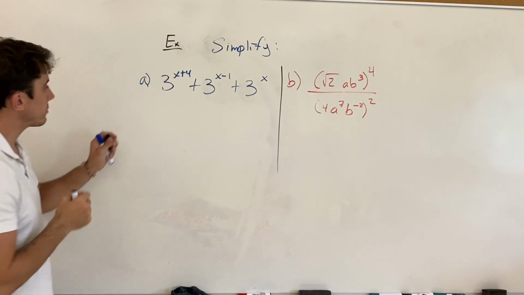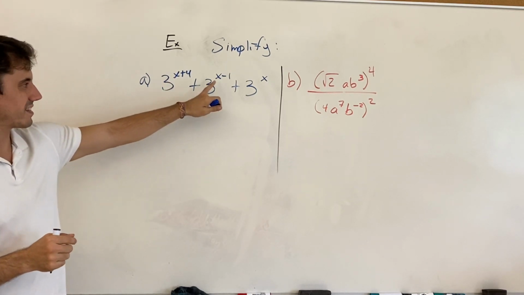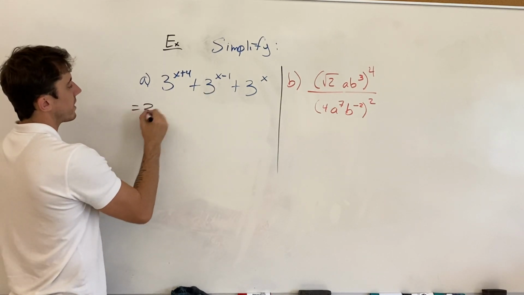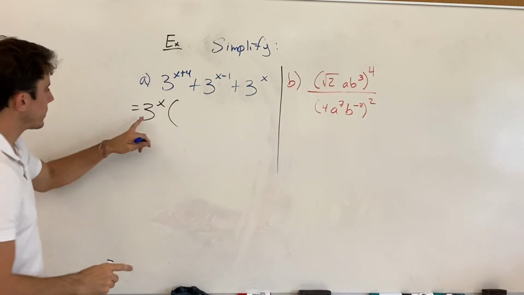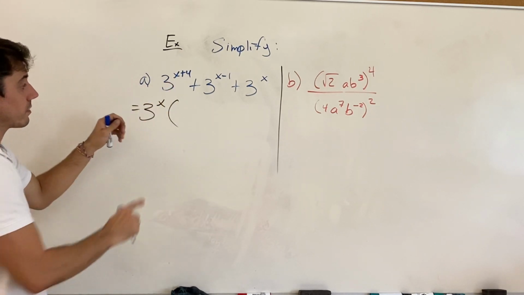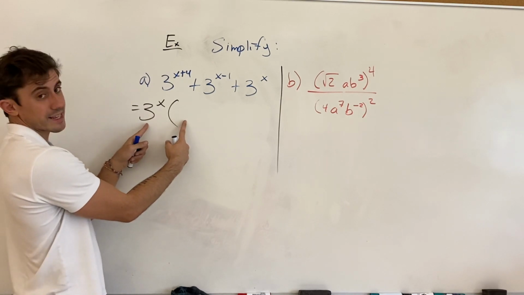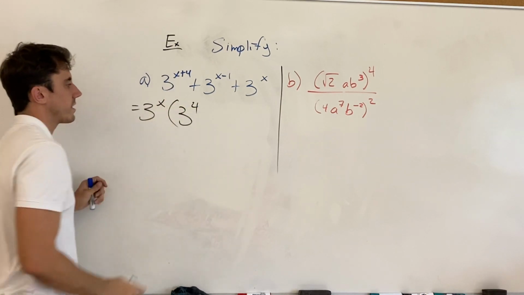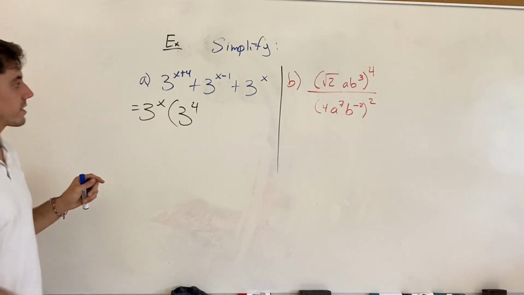And so you might notice that there's a 3 to the power of x that's common to all 3 terms. And so let's try to factor that outside. Now, 3 to the power of x times what would give us back 3 to the power of x plus 4? Well, when we multiply through by the same base, we add the exponents. And so that leaves us with 3 to the power of 4 inside the bracket.